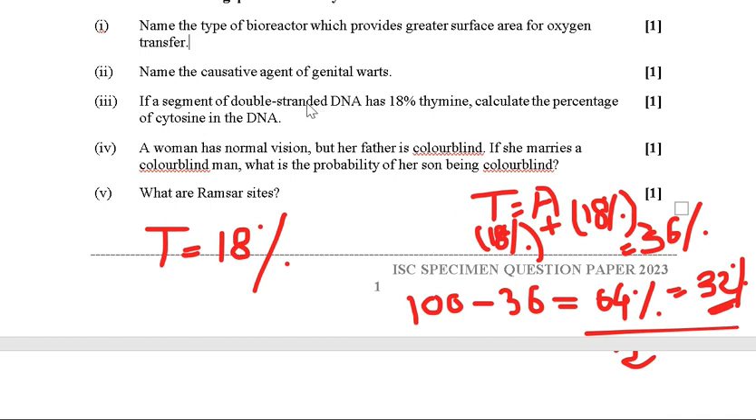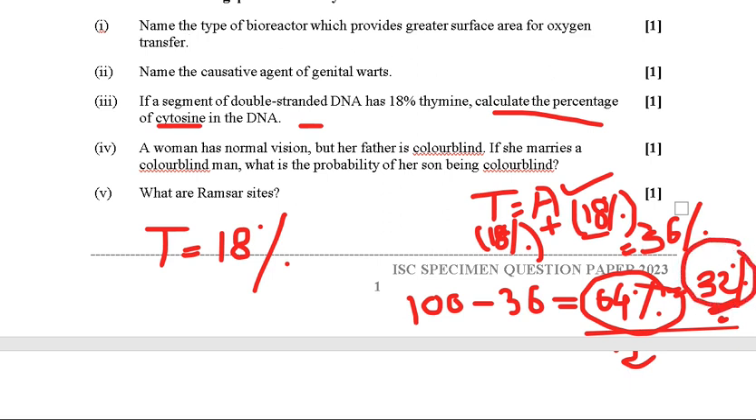So if a segment of double-stranded DNA has 18% thymine, in this case adenine is also 18%. They ask mainly to calculate the percentage of cytosine. So cytosine and guanine combined form 64% of this double-stranded DNA. So half of 64%, that means 32%, will be contributed by cytosine. This way we can calculate the percentage of cytosine in the DNA. So here the answer is 32%.